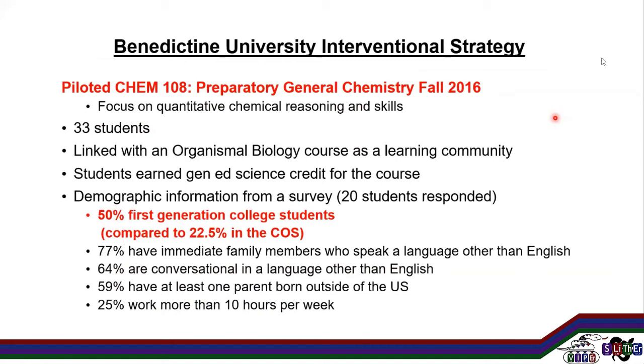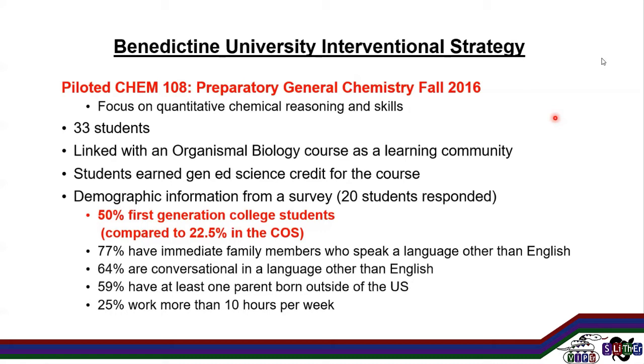All right, so what we did is in the fall 2016, we piloted this preparatory general chemistry course. So we started with 33 students. And the good thing about this course is if they decide not to stay in science, they still got Gen Ed science credit. So it's not like 3 credits, gone away. They actually get Gen Ed credit for the course if they take it.